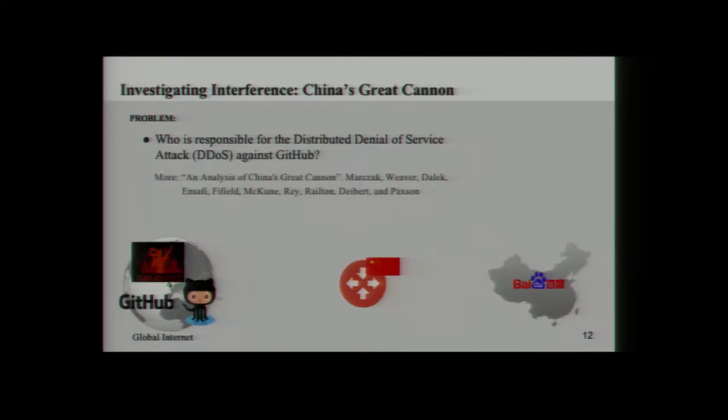I want to start by shedding light on one of the studies we did around 2015, a complex network interference attack by the Chinese government. In March 2015, GitHub, which is a code repository, found themselves under a distributed denial of service attack. They were receiving more requests than they could possibly answer. And after investigation by us and so many others, the reason was that somebody was injecting JavaScript into traffic coming from Baidu, a search engine famous in China.